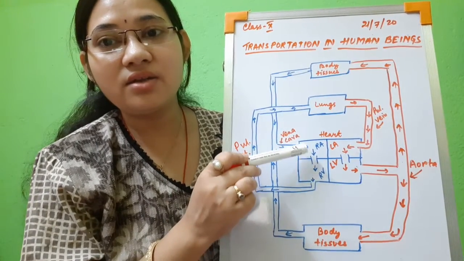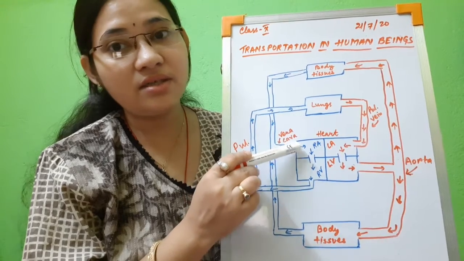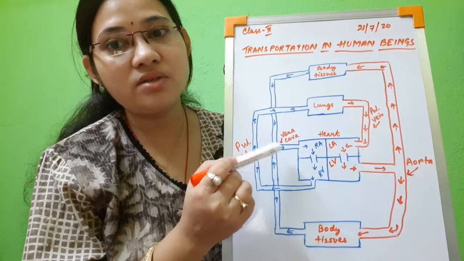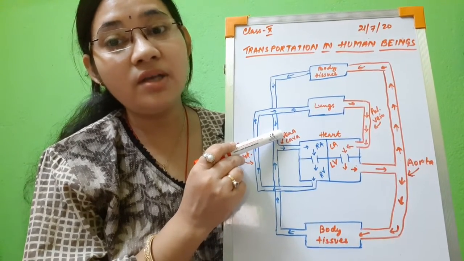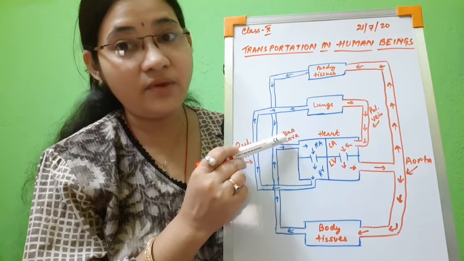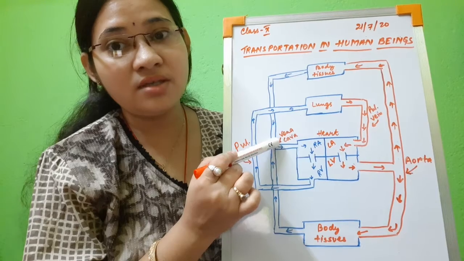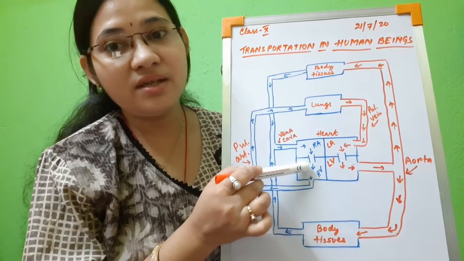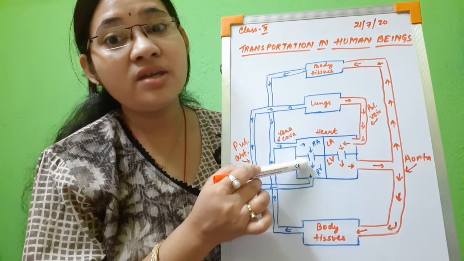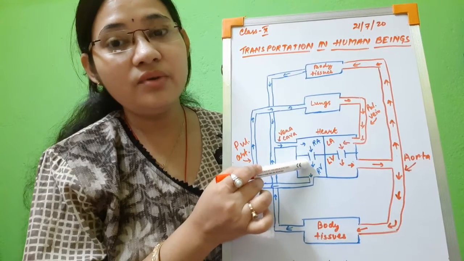So in this way the right auricle collects deoxygenated blood from the body tissues by the help of veins called vena cava. Vena cava, these are veins. Now after the right auricle receives the deoxygenated blood, it supplies the same blood to the right ventricle. So it is blue in color.